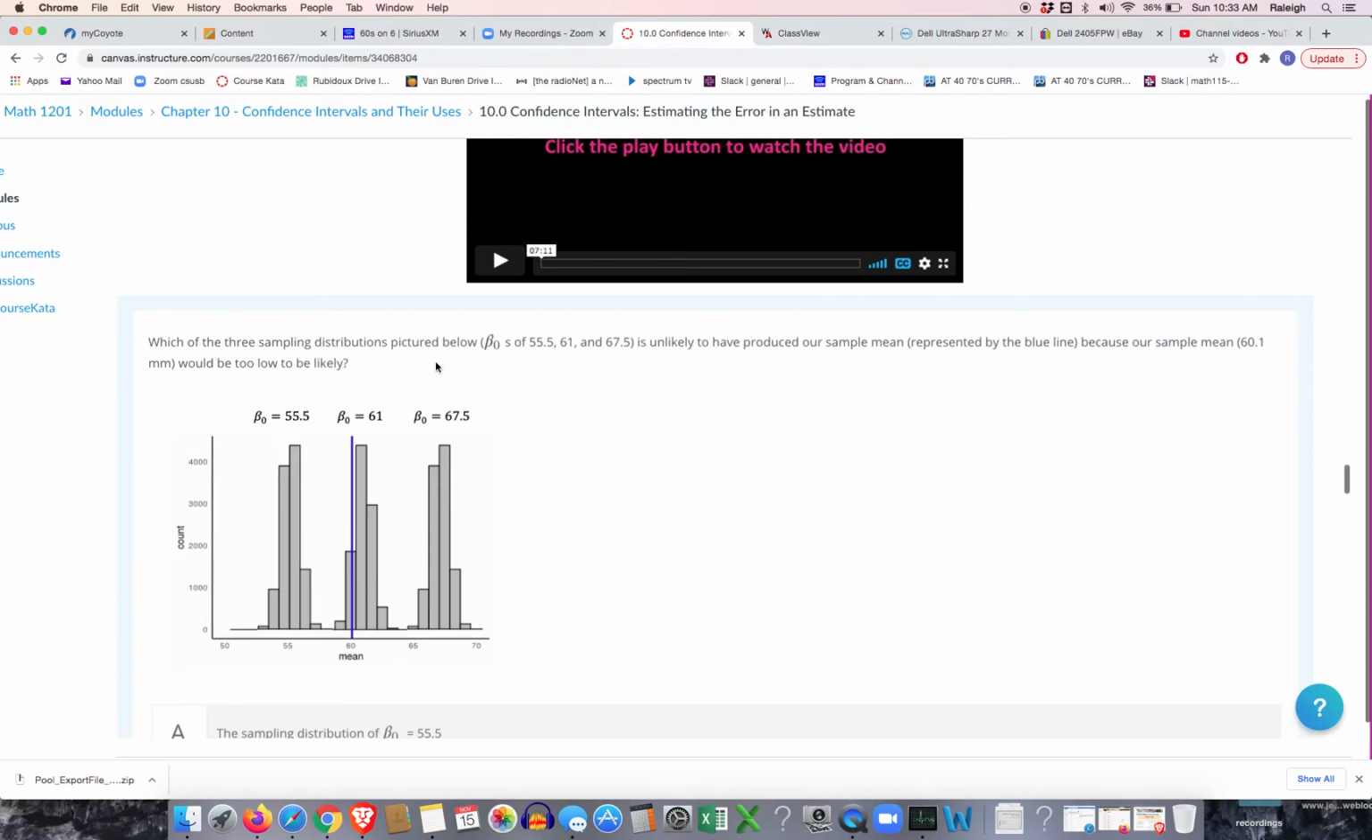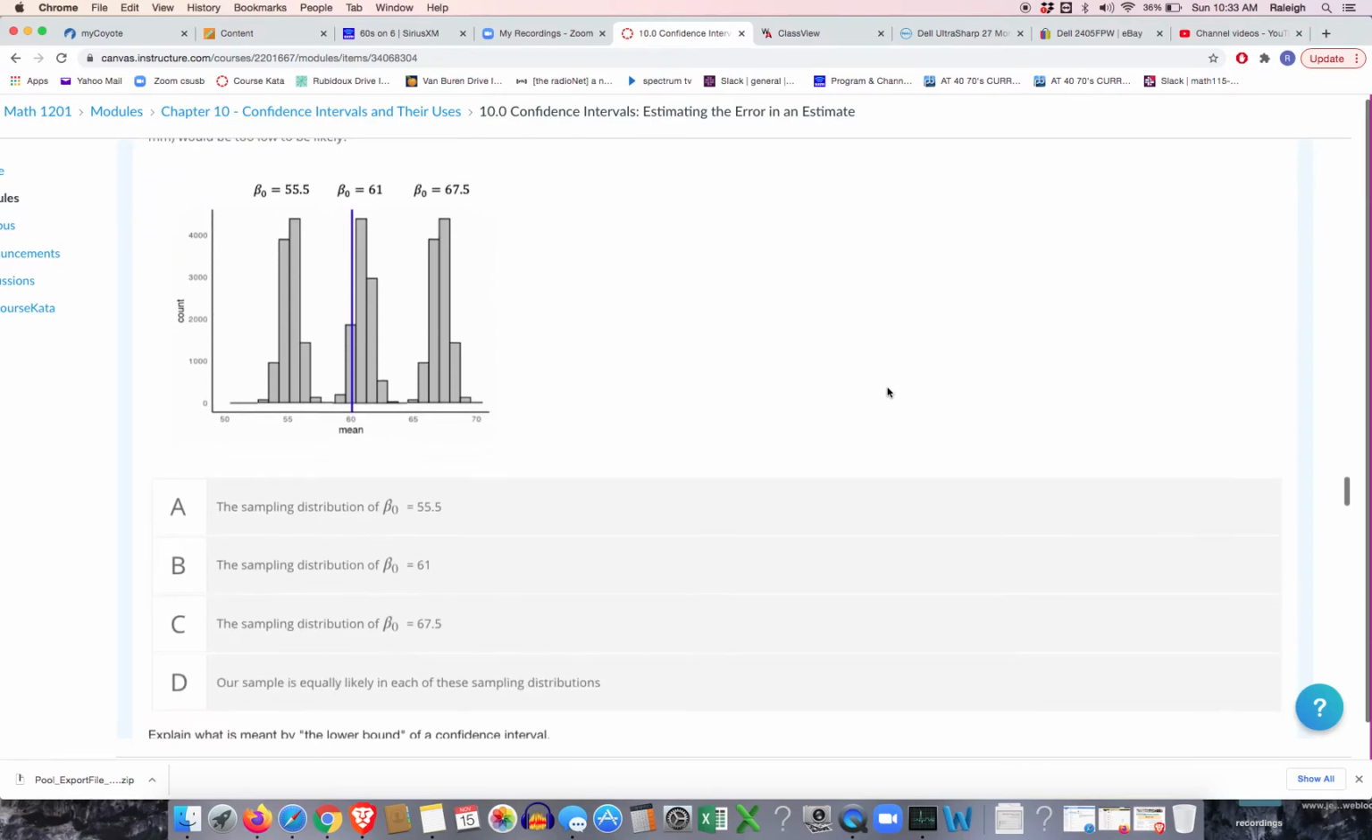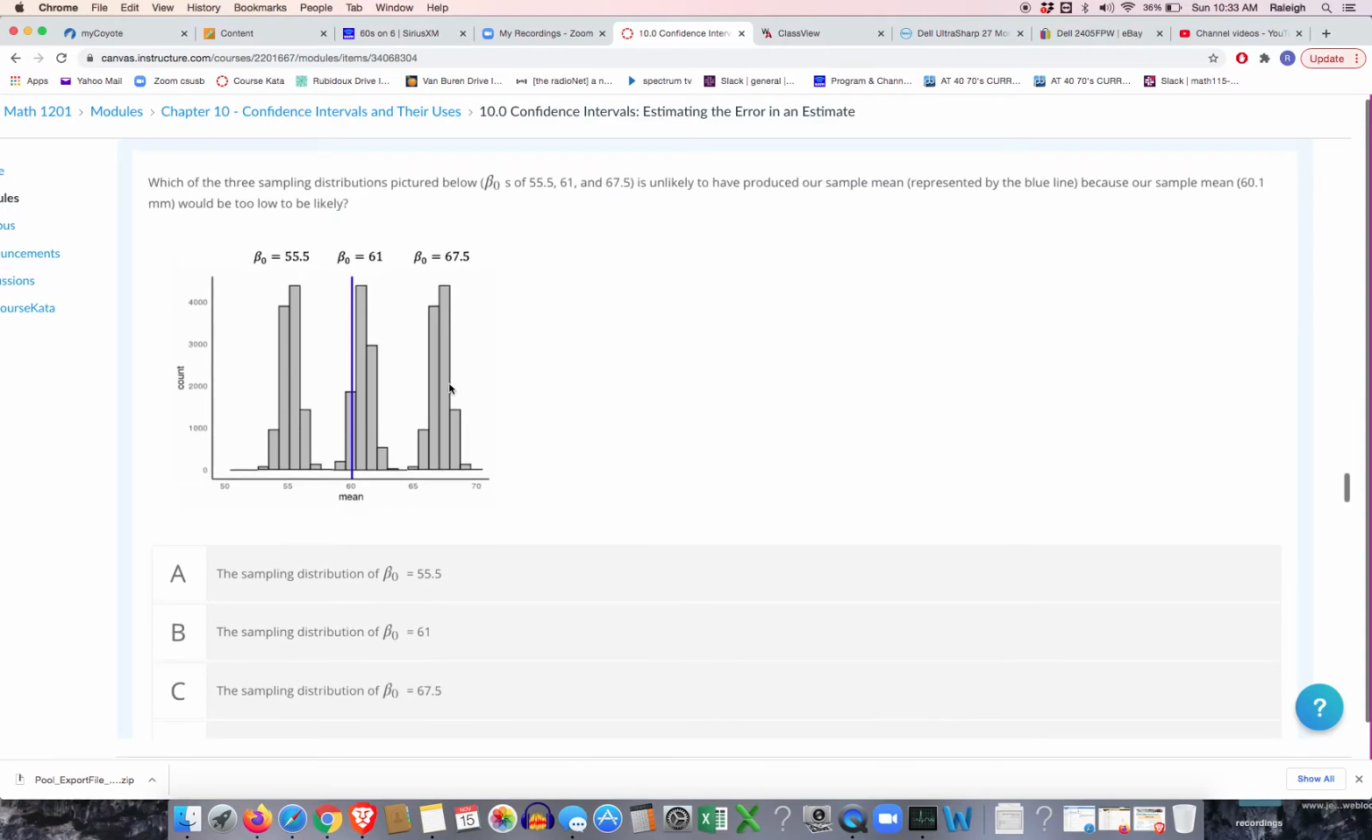Which of the three sampling distributions is unlikely to have produced our sample mean, represented by the blue line, because our sample mean, 60.1, would be too low to be likely? Well, it looks like C is the answer for just about everything. And this 67.5 is just too far over. That one is not going to be true. If we have reason to believe that the sample mean is 60.1, and then we say the true mean is 67.5, that's off by 7 units.